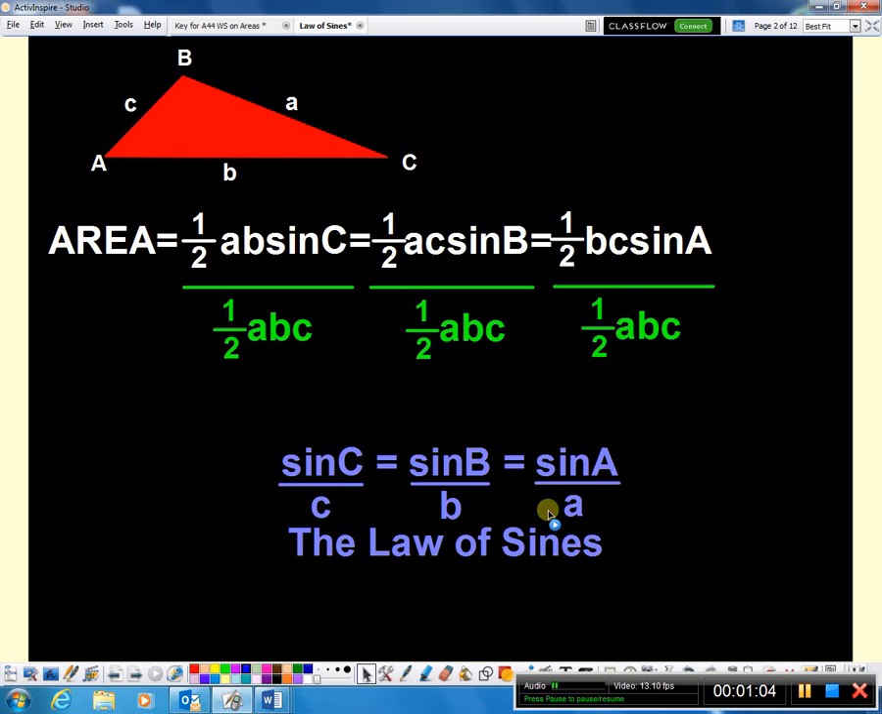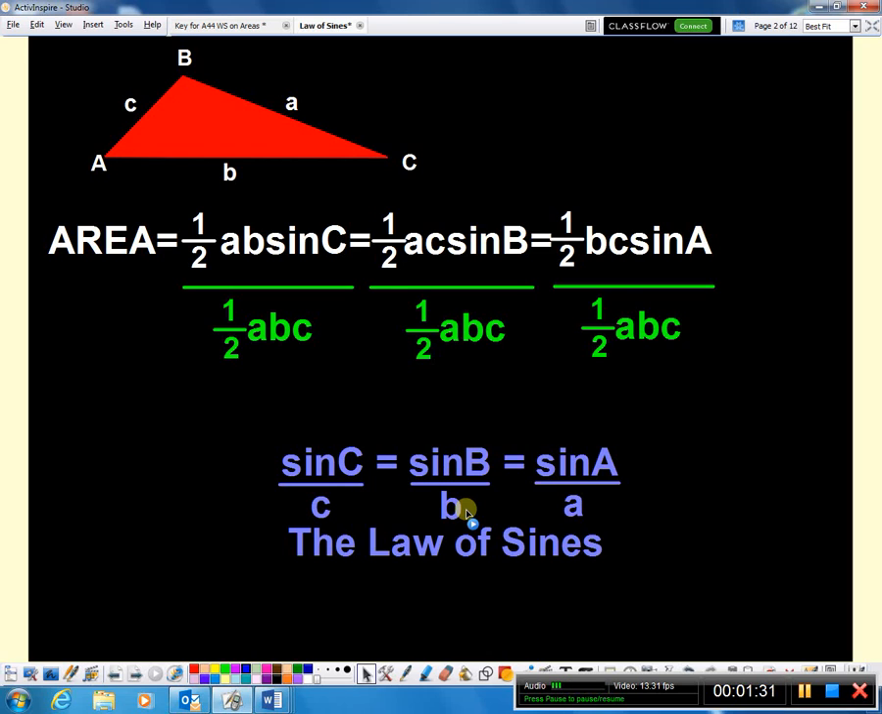In the first fraction, the 1/2 a and b would cancel out top to bottom, leaving sine C over c. And in the second fraction, the 1/2 ac cancels the 1/2 ac, leaving sine B over b. And similarly for the third fraction. Well, that's the law of sines. The law of sines is just a proportion that you set up.